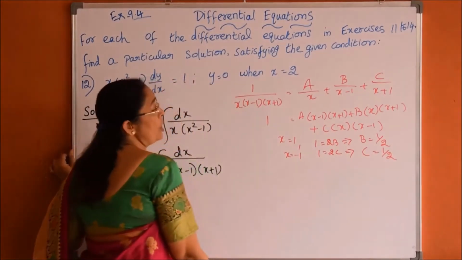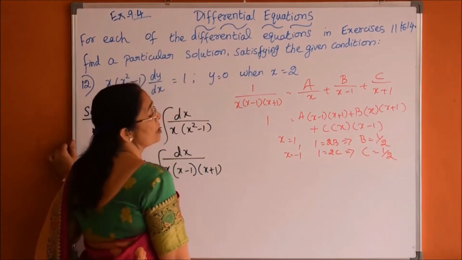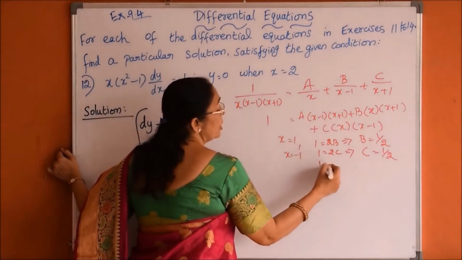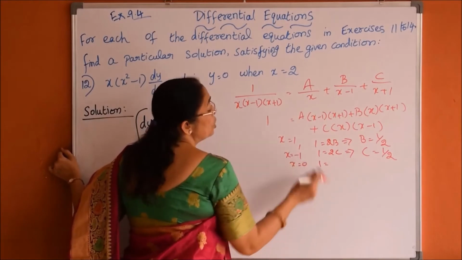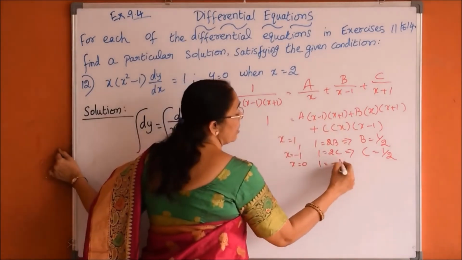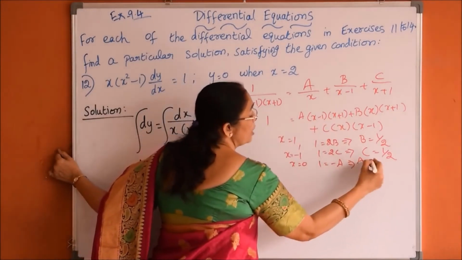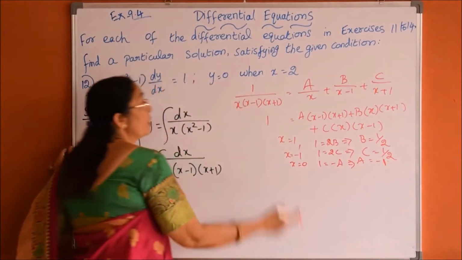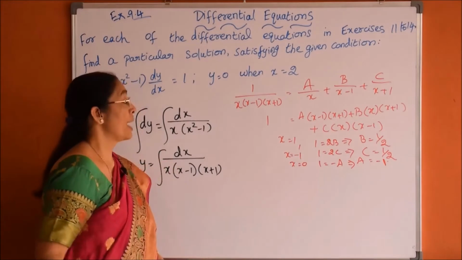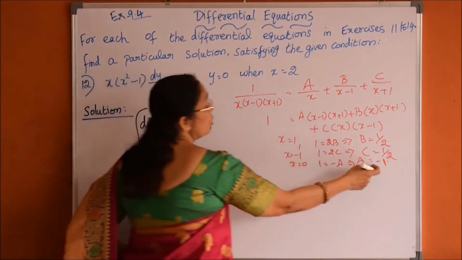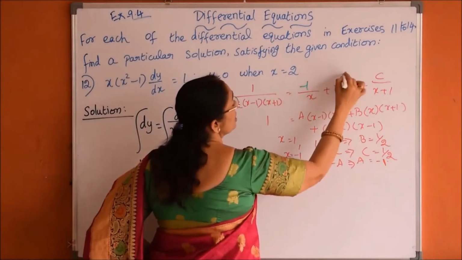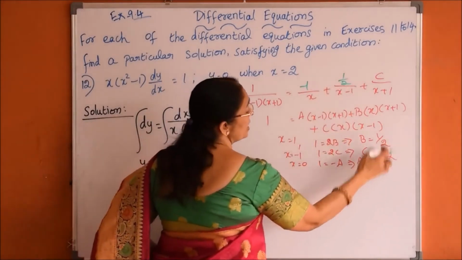To get the A value, we can substitute x = 0. When we substitute x = 0, the C term will become 0 and the B term will become 0. We get 1 = A × (−1) × (+1), which implies A = −1. We got all the A, B, C values. So what should we do? In place of A, B, C, we substitute these. A we got as −1, B we got as 1/2, and C value is again 1/2.